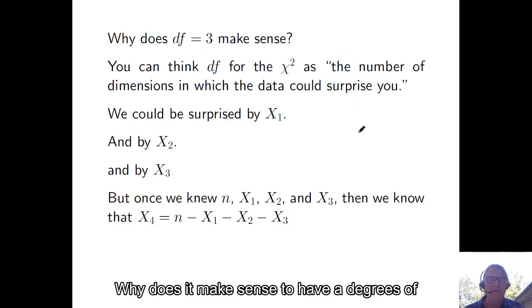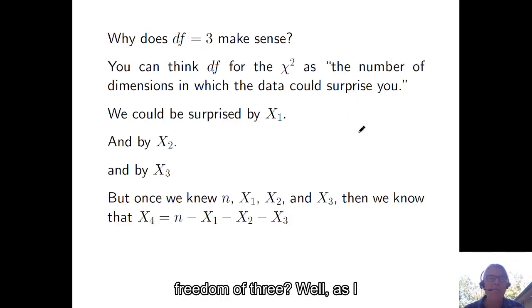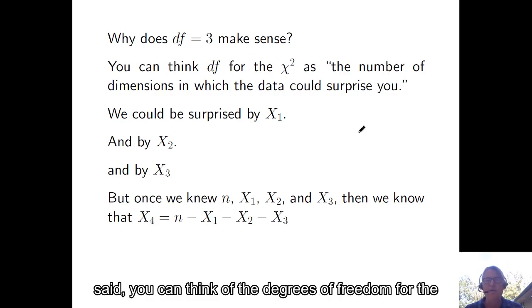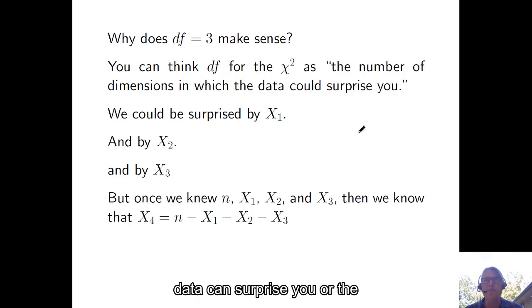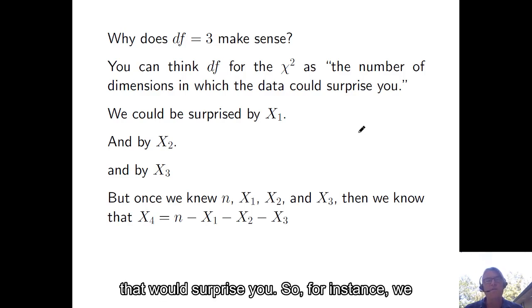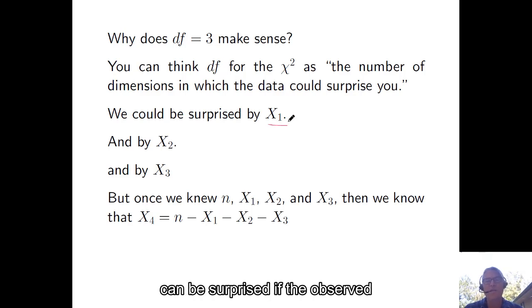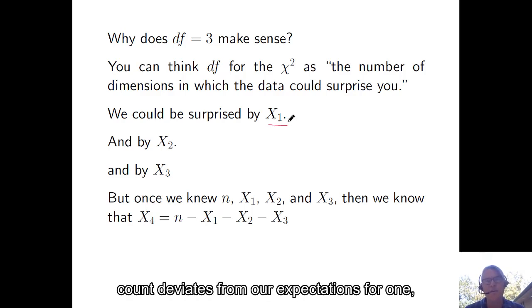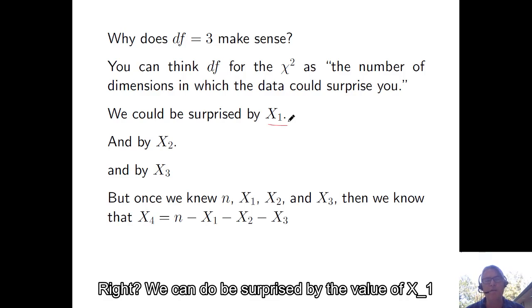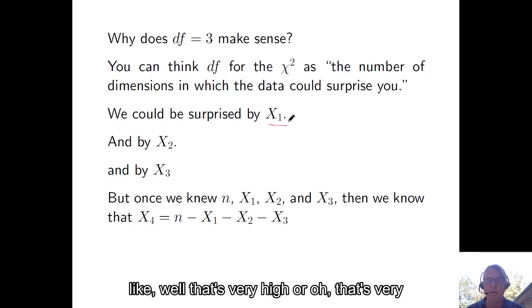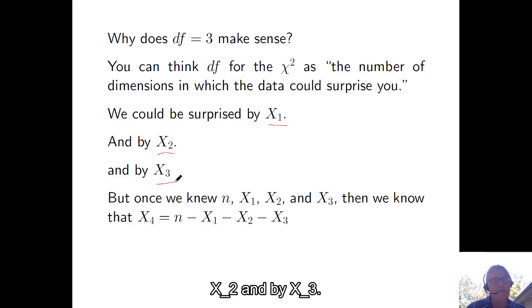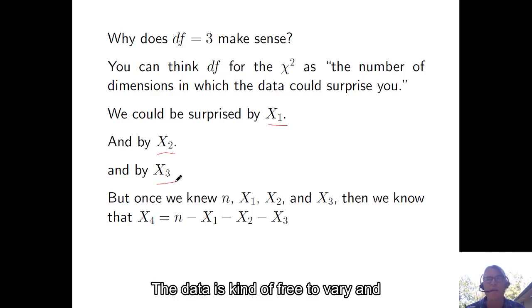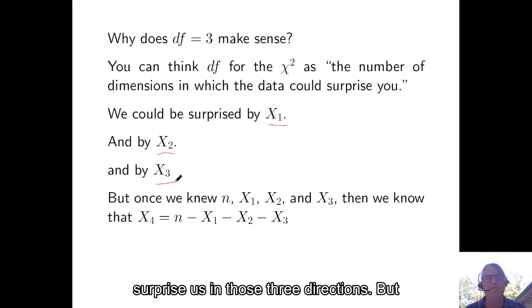Why does it make sense to have a degrees of freedom of 3? Well, as I said, you can think of the degrees of freedom for the chi-square as the number of dimensions in which the data can surprise you, or the number of types of data that you can observe that would surprise you. For instance, we can be surprised by the value of x1, like, whoa, that's very high, or oh, that's very low. And then we can also be surprised by x2 and by x3. The data is free to vary and surprise us in those 3 directions.